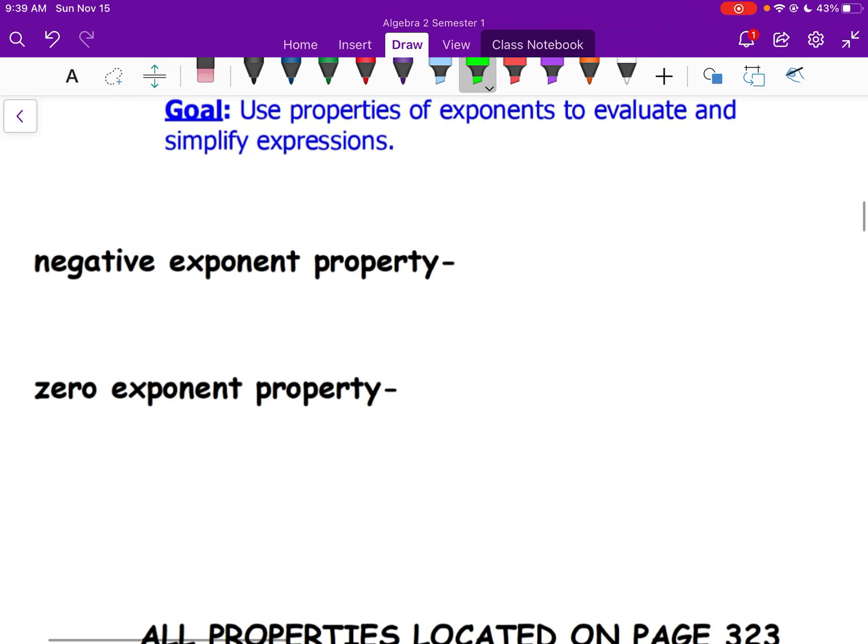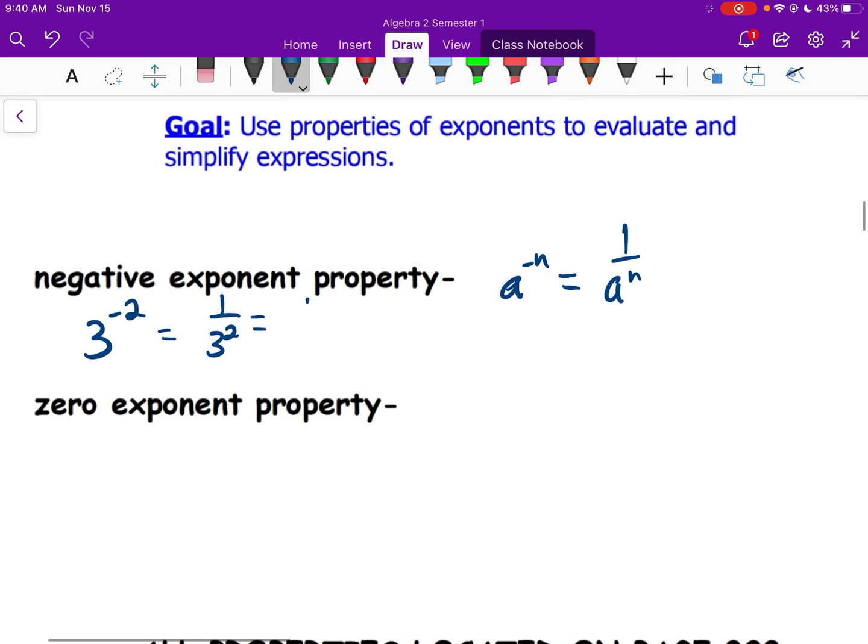So let's go over a couple of them a little more in detail. That negative exponent property is a to the negative n. Whenever we see that negative exponent, we're going to bring it to the bottom, and that's going to make the exponent positive. So let's look at an example. Let's say 3 to the negative 2 power. We have that negative exponent, so we're going to bring it to the bottom. And then from there, if it's a value like that, we can simplify it.